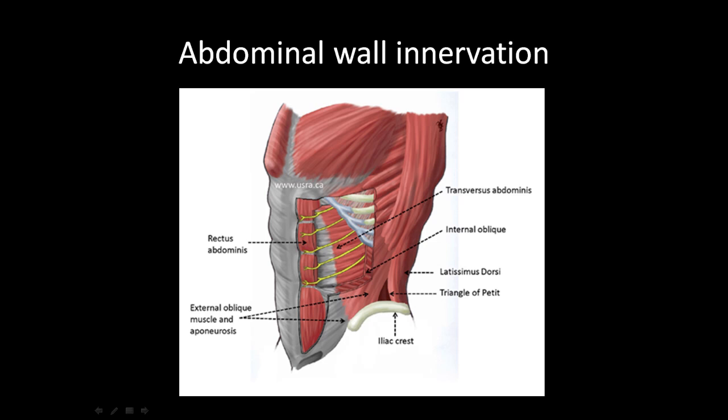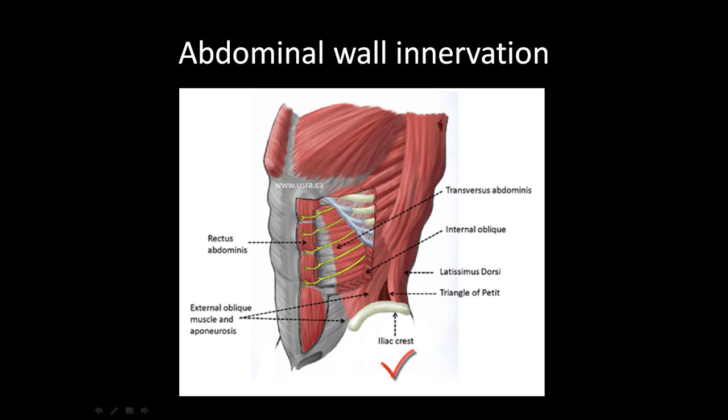and this junction is called the triangle of Petit, which is bounded posteriorly by the latissimus dorsi, bounded anteriorly by the external oblique muscle and the external oblique aponeurosis, and bounded inferiorly by the iliac crest.